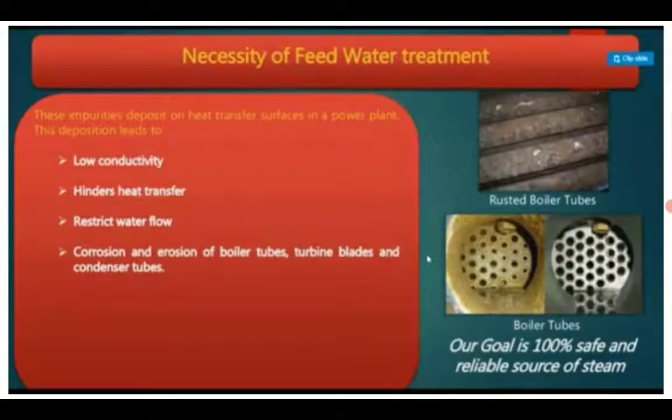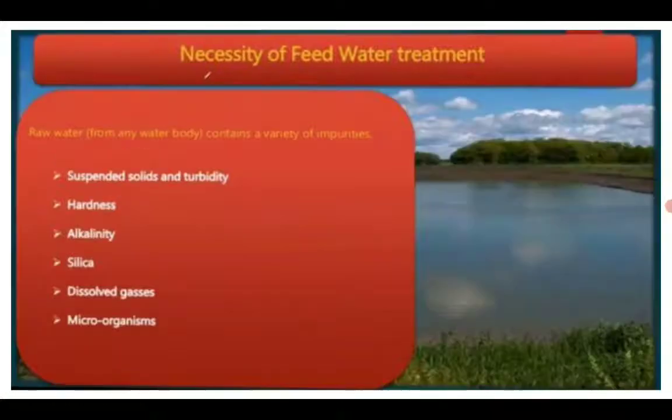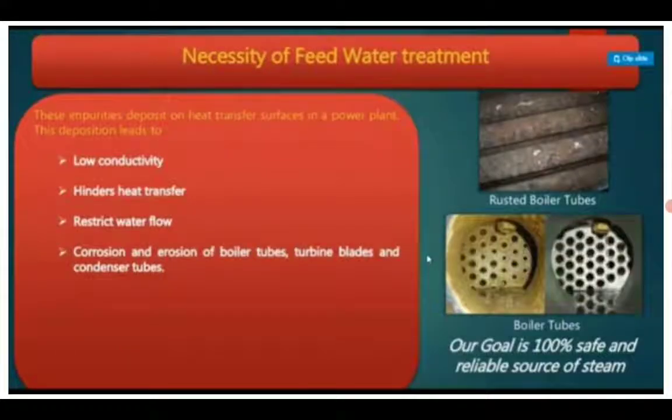So now, the necessity of feed water treatment. By using feed water treatment, we can reduce all these things. And next one, the necessity of feed water treatment. These impurities deposit on heat transfer surfaces. See here, this is the tube. This is the tube used in your boiler.